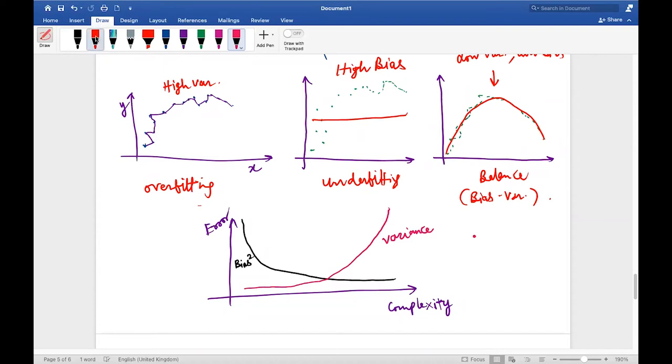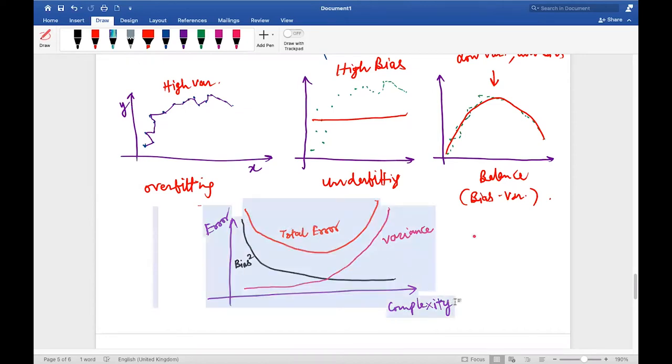If I have to draw the total error, it will look something like this. This is the total error, which is the summation of the square of bias and variance, plus obviously the irreducible error, which cannot be reduced by your model. So that is the reason we are keeping it, like human error and all. We are not talking about why it happened.